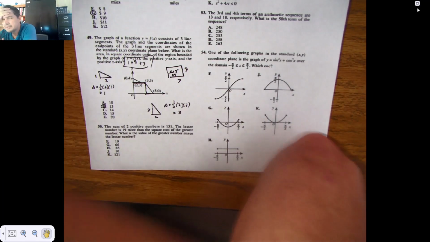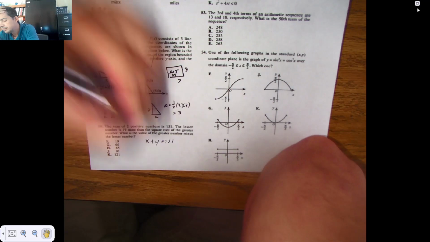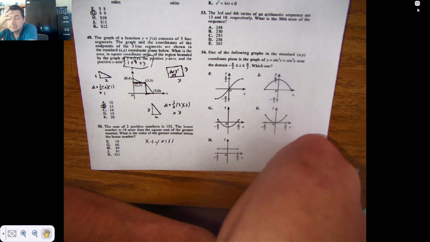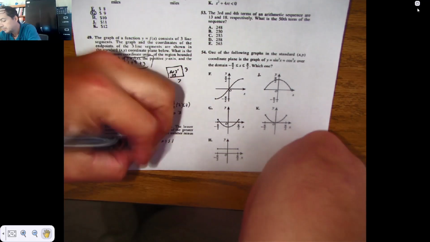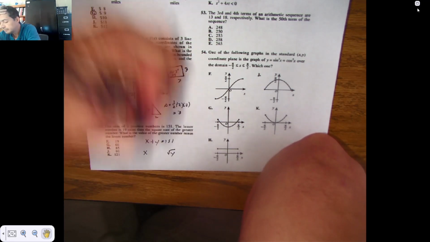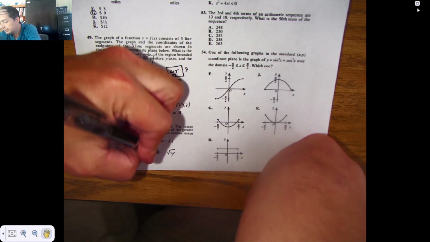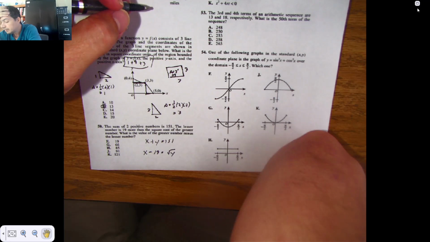This one's a lot of fun. The sum of 2 positive numbers is 151. So if I have 2 numbers, x and y, and add them together, I get 151. The lesser number is 19 more than the square root of the greater number. Oh, I love wording like this. So if I compare the smaller number and the square root of the greater number, which I'll just call y, it says it's 19 more. So if I take away the 19, I get equality. That's a hard equation to write. It really is. Now, what is the value of the greater number minus the lesser number?